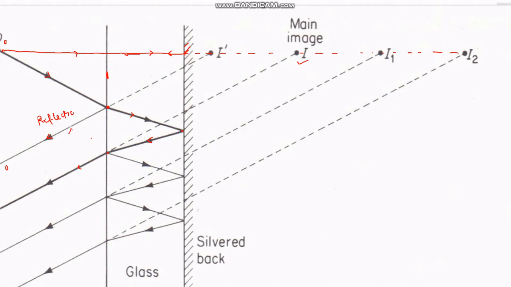Then at this point again, the light gets reflected. Light had got refracted and it reaches this point from where it gets reflected. And this way, you will observe that every time it keeps on suffering multiple reflections and refractions. So you will find image I1, I2 and so on being formed depending upon the intensity of light.